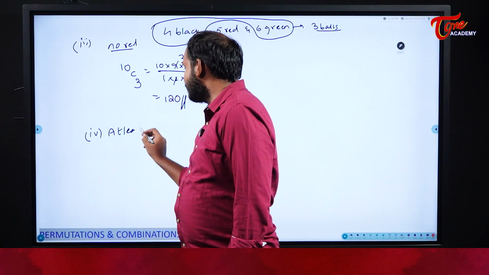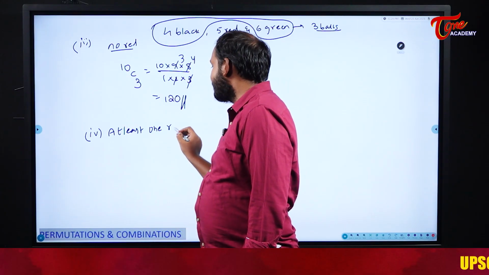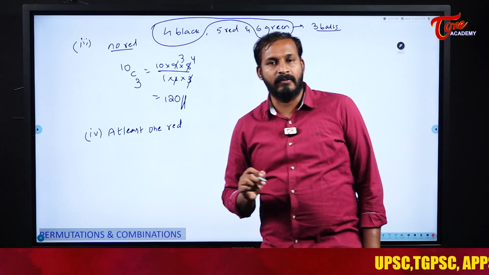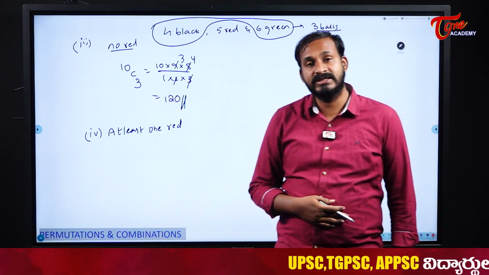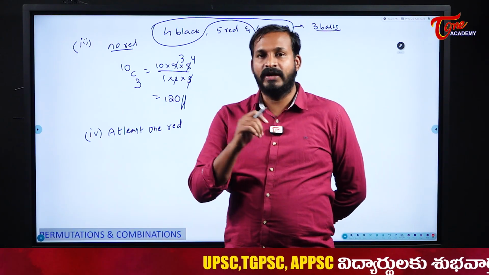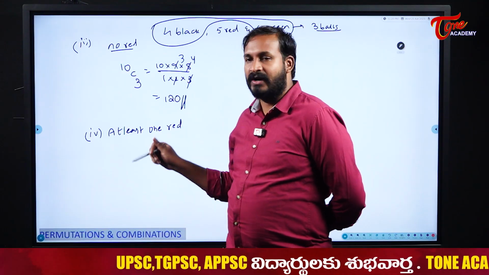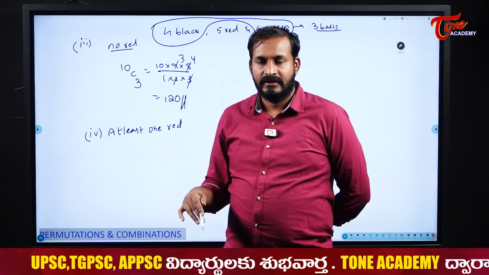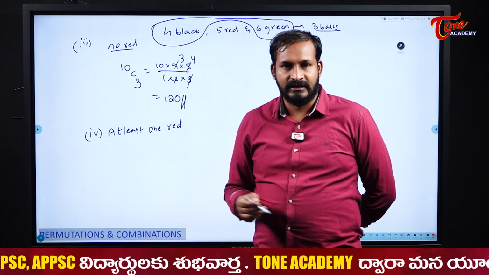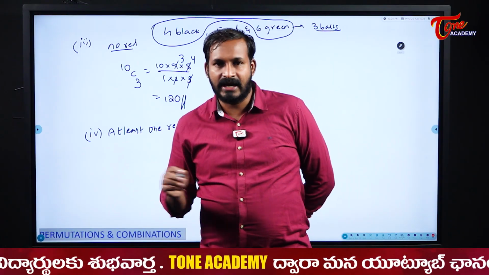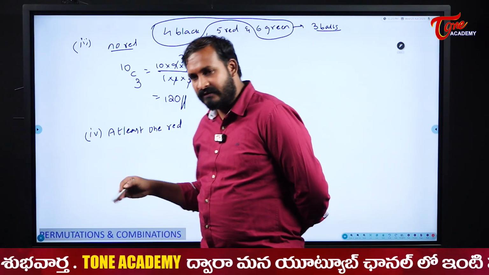At least one red. Just now in our previous problem itself we have seen two ways. One is at least one red means 1 red and 2 other, or 2 red and 1 other, or all 3 are red. That is one process. We will discuss both of them.